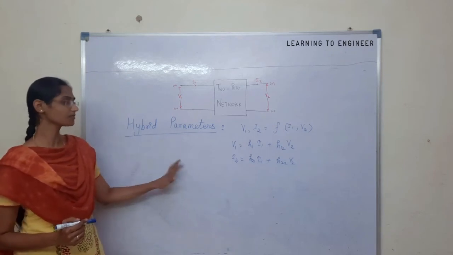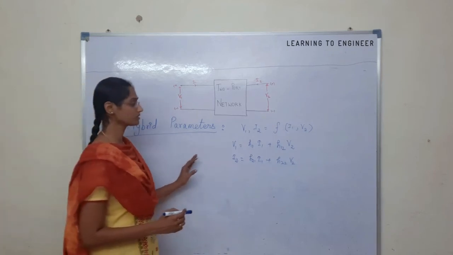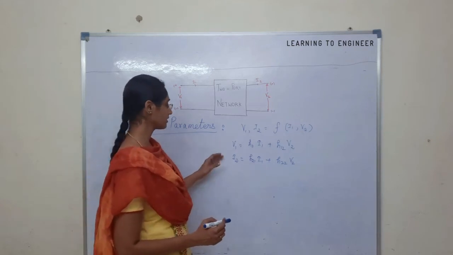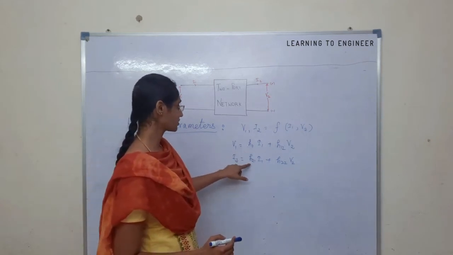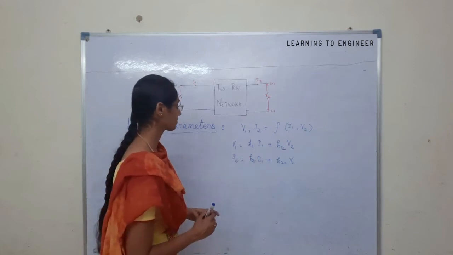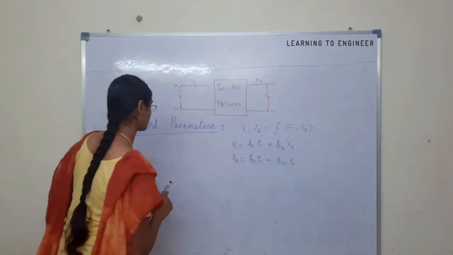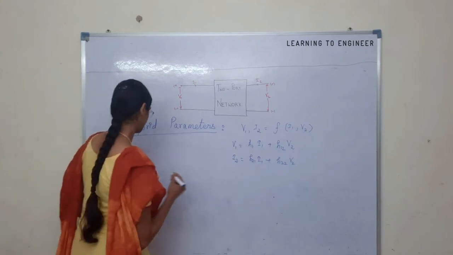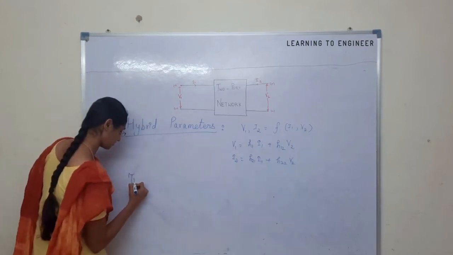We will solve a couple of problems to understand this. So, similar to Z and Y parameters, we can find out H11, H21, H12 and H22 in terms of the other parameters. Okay, this is hybrid parameters. Next we will see transmission parameters.